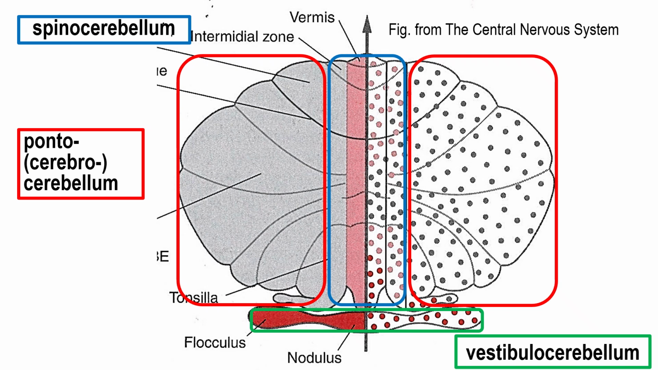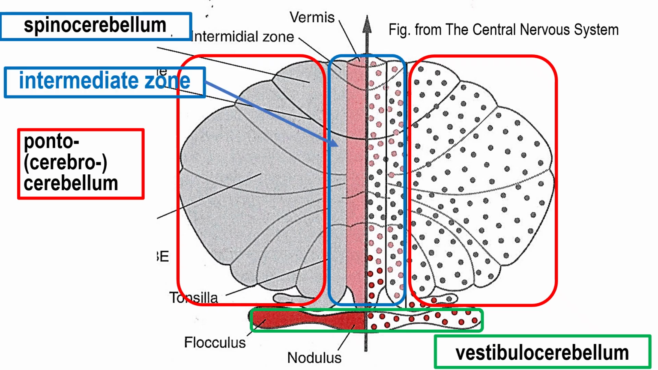Let's talk about the spinocerebellum. The medialmost part of the hemispheres, bordering the vermis medially, is called the intermediate zone. The intermediate zone cannot be distinguished from the rest of the cerebellum on a macroscopic basis, but only on the basis of functional fiber connections.